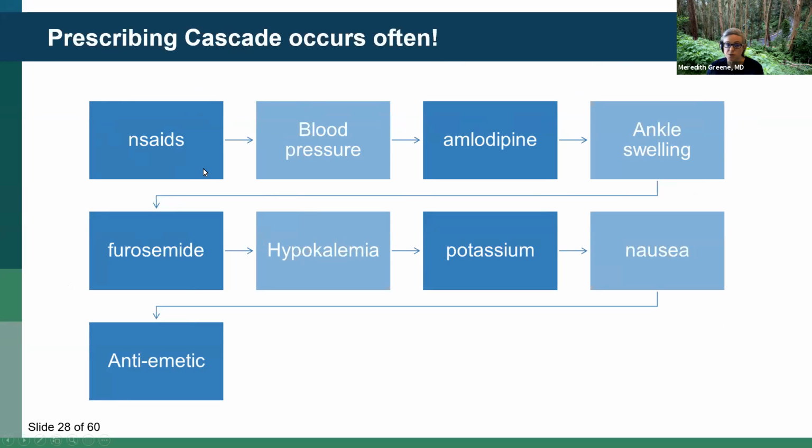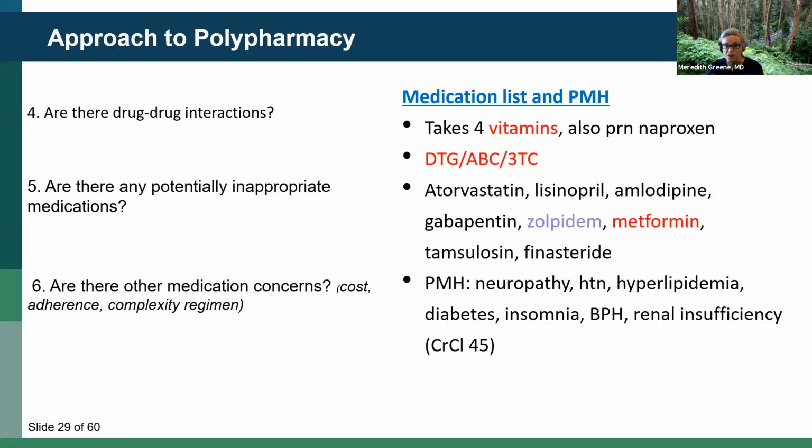So someone's taking an NSAID, his blood pressure goes up, gets started on a medication, amlodipine. That then causes ankle swelling. So someone gets started on furosemide. Then you get low potassium. So you get started on potassium supplement. That makes your stomach upset and you feel nauseated and you get an antiemetic. And while this seems kind of like an extreme, it is very common. And you can see how rapidly, if you don't stop at some point, that cascade can continue.